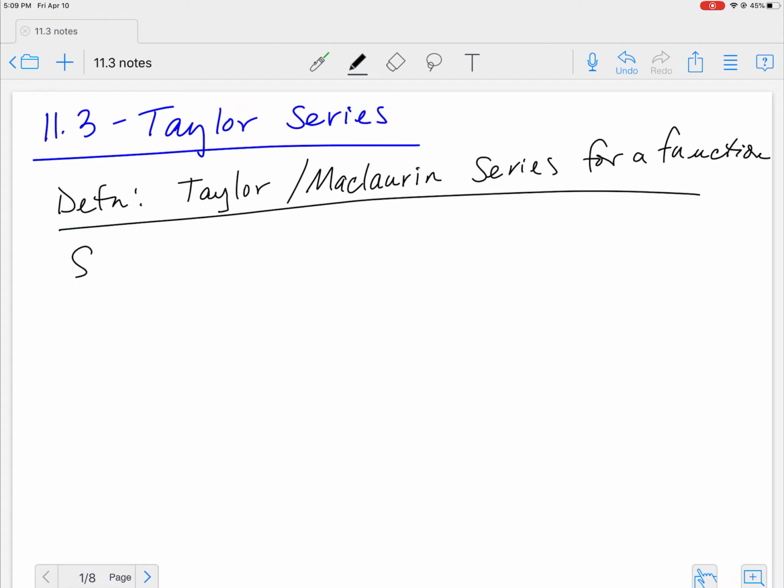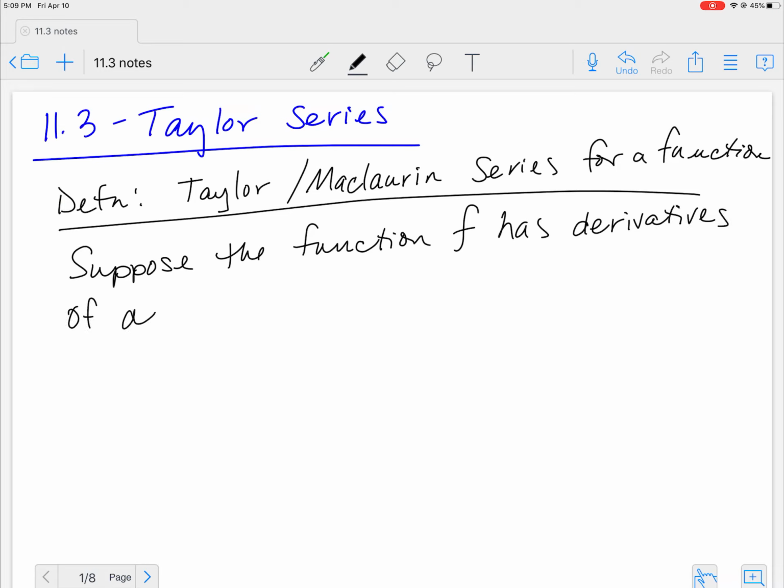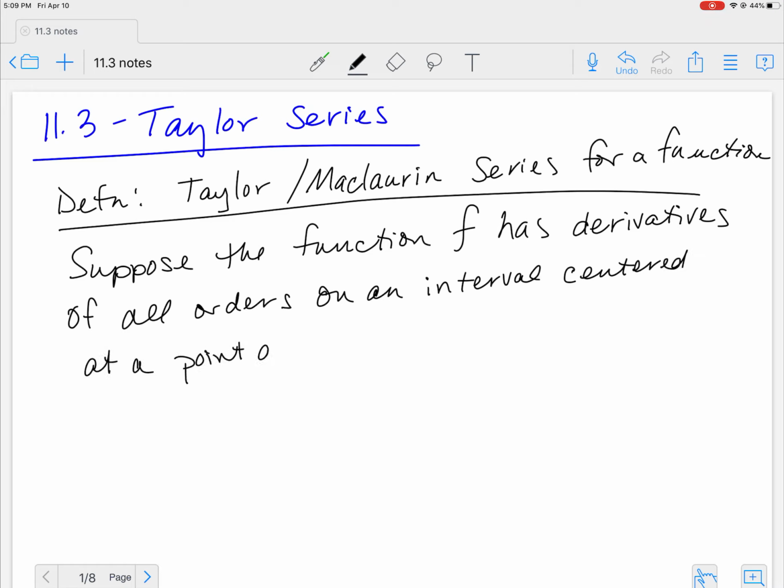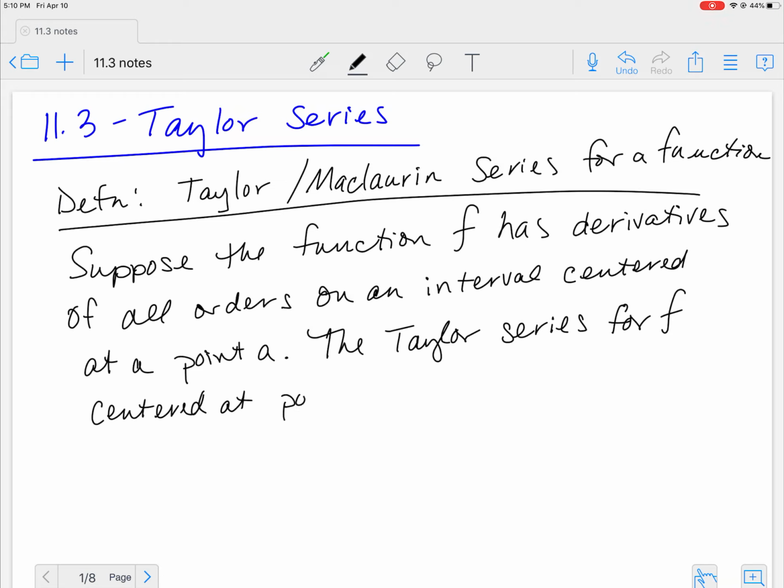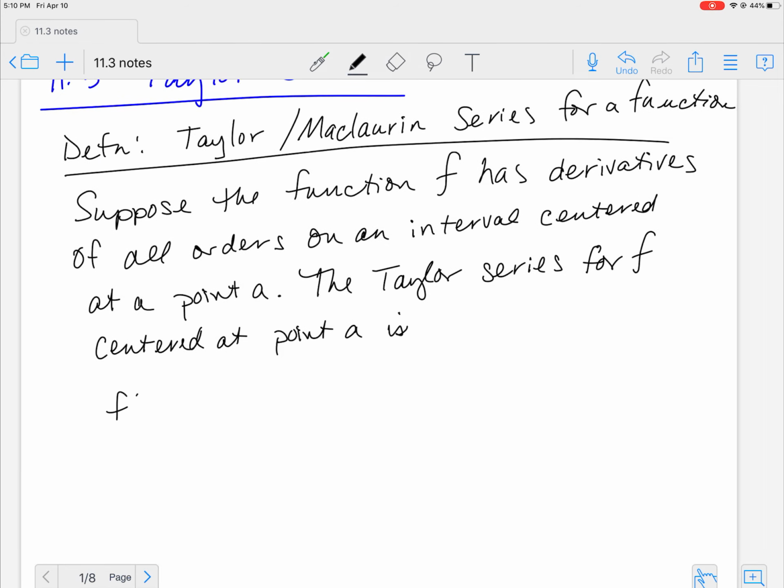All right, so here it is. Suppose the function f has derivatives of all orders on an interval centered at a point A. The Taylor series for f centered at A is this. Exactly what we saw from before.